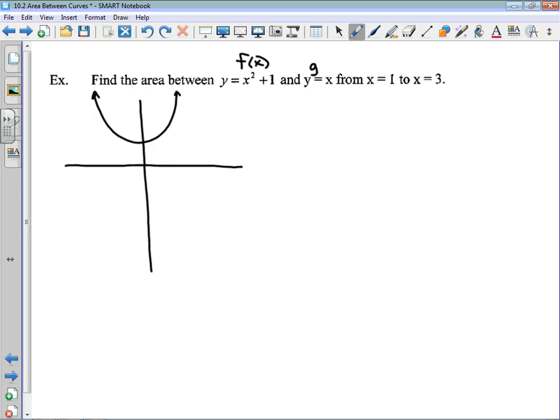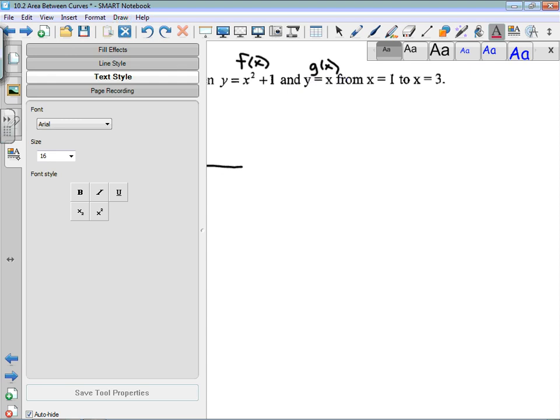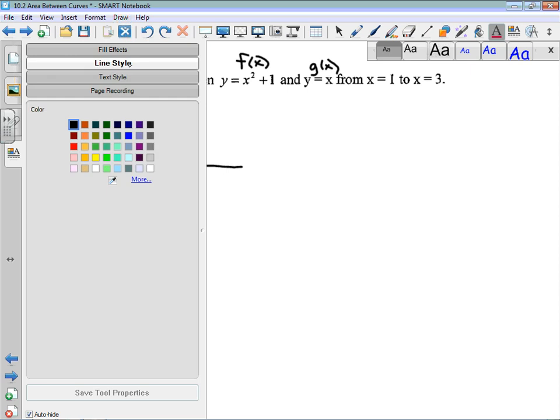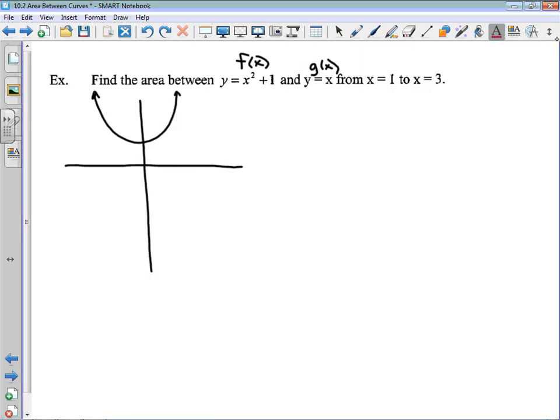And I should have color coded that, but I'll do that really quick. I'll do that one in red, just so I can say red function and black function. Line style? Oh, yes, we'll make that guy red real quick. Oh, it didn't like that. All right, the struggle is real, but we'll get there. So y equals x is going to be g of x. Didn't like that either.